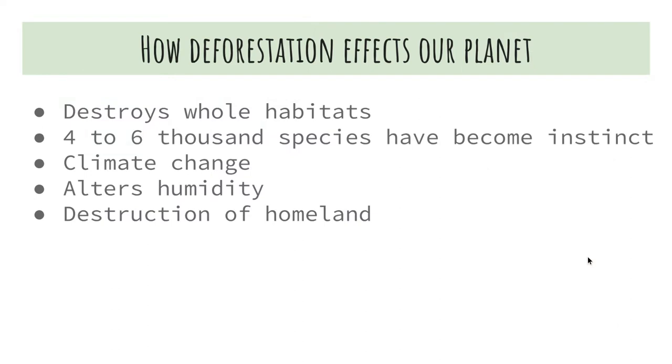How deforestation affects our planet. Like I mentioned before, deforestation destroys whole habitats. And once that habitat is destroyed, there is nowhere else for those animals to go because they cannot thrive or survive in any other place in the world. And that leads to 4,000 to 6,000 species becoming extinct.